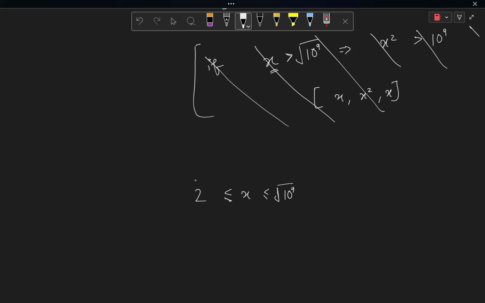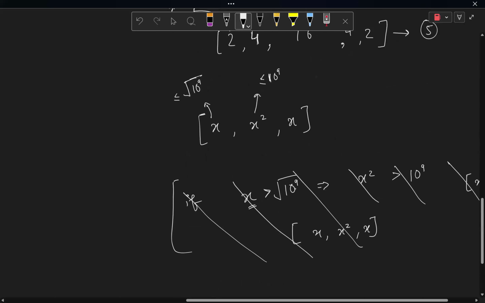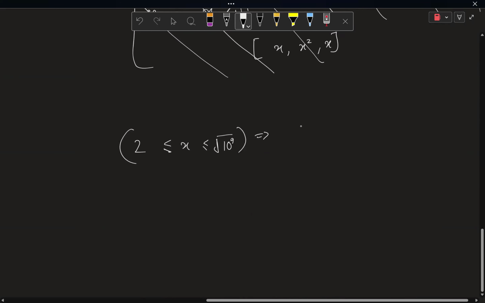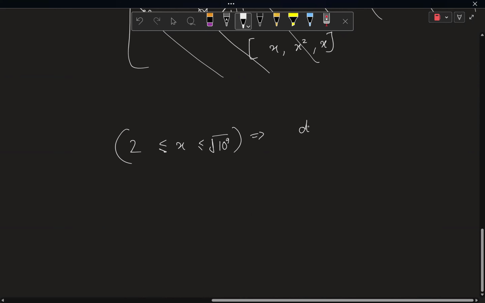For this part, we have understood that we can just find out the answer in this method. What we can do is, let's say, initialize a variable with the name d, which is initially equal to x, and then we can just check out the frequency of this d.